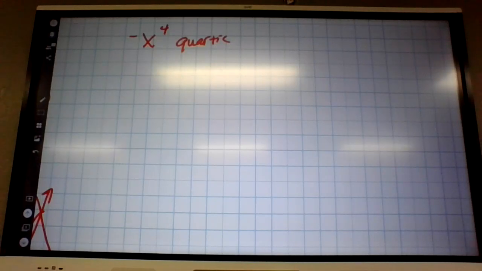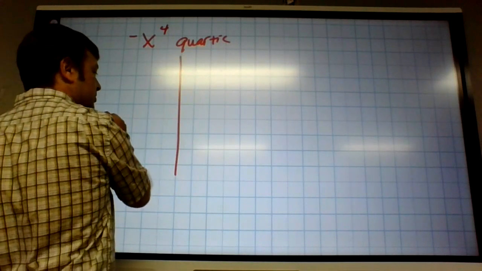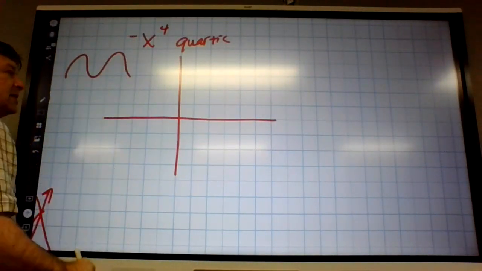So what shape did x to the 4th take? W, so negative is M. Okay, so it's an M shape, so it's going to look something like this.